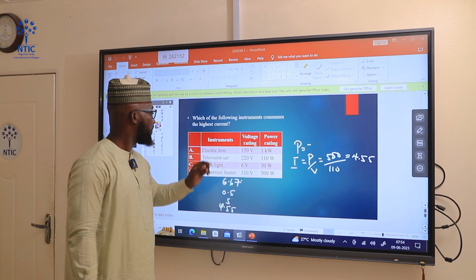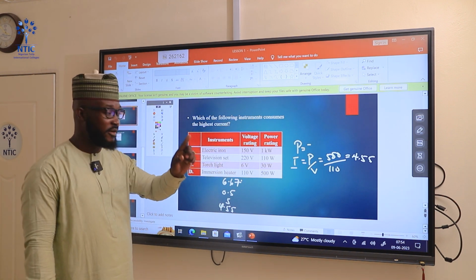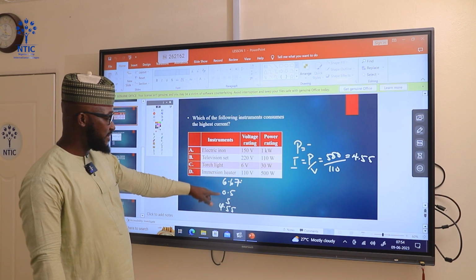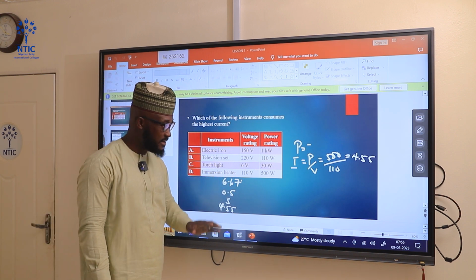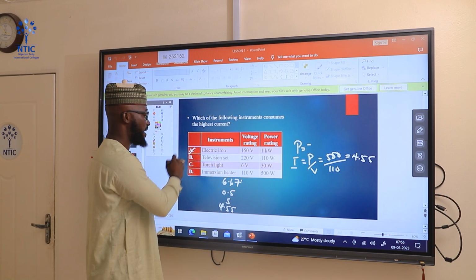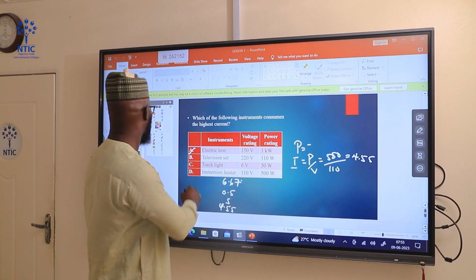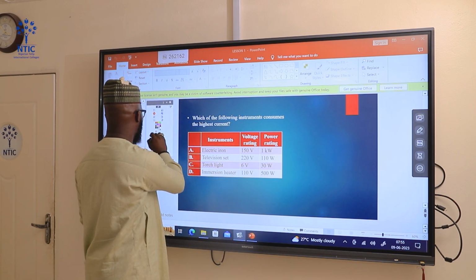We were asked which of the following instruments consumes the highest current. As you can see, the highest value here is 6.67. So the correct answer for this particular question will be option A. The electric iron consumes more current. Okay, let's move on to the next question.